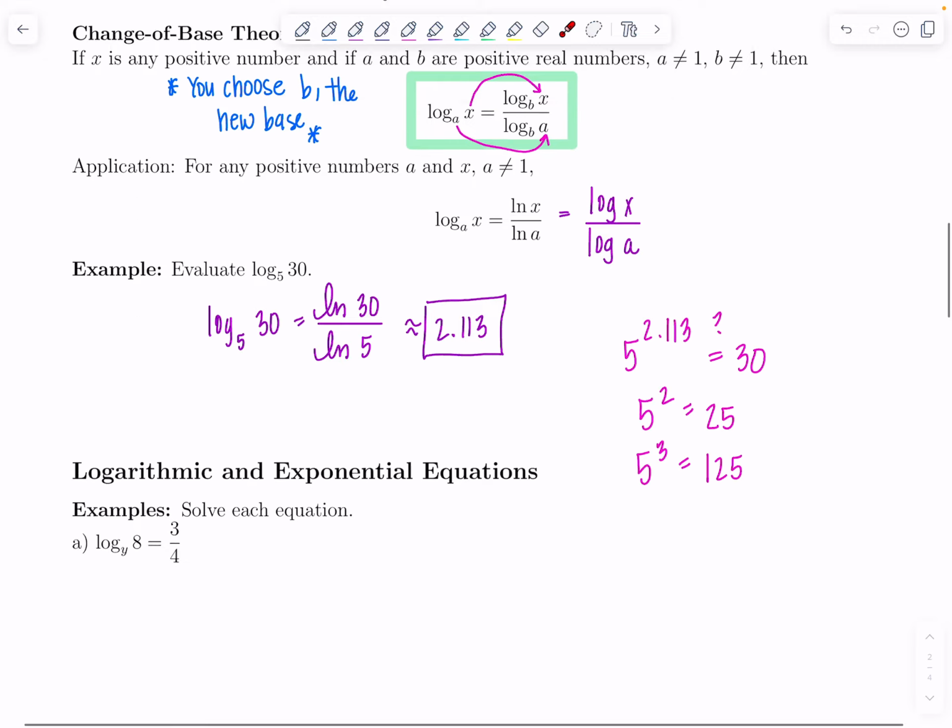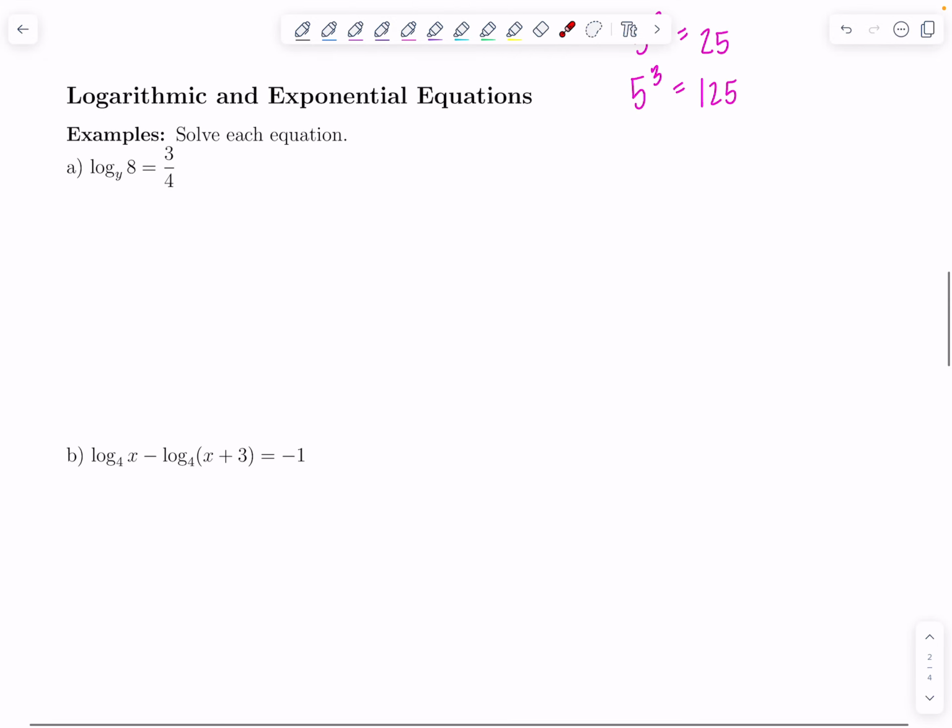So, logarithmic and exponential equations. Solve each equation. We have log base y of 8 equals 3 over 4. Usually what's helpful, if you start with one form of the equation, is to switch it and write it in the other one. So what do I mean? In the beginning of the lesson, I showed you the definition of the logarithmic version of an equation versus the exponential version. So this one's logarithmic form. Let's switch it to exponential. And this is the same as writing y to the 3/4 equals 8.